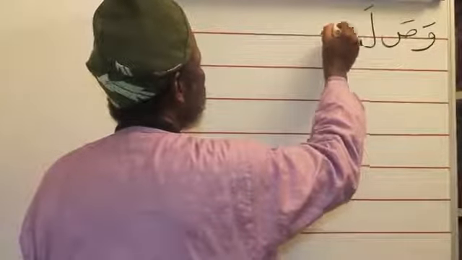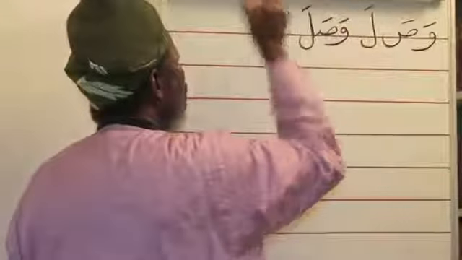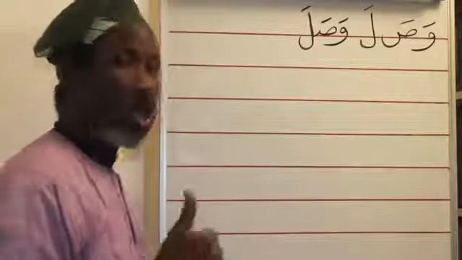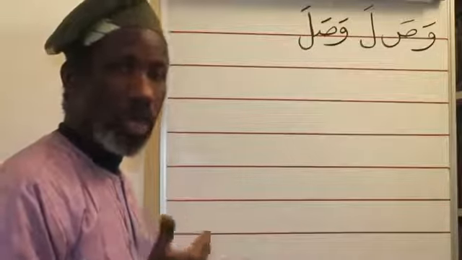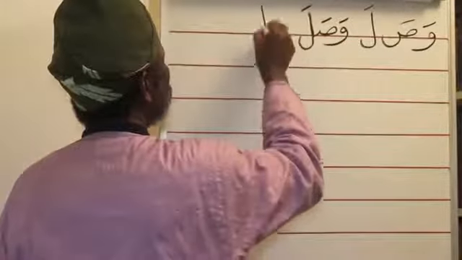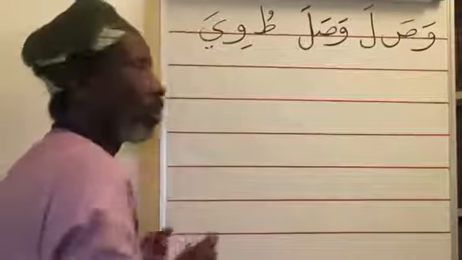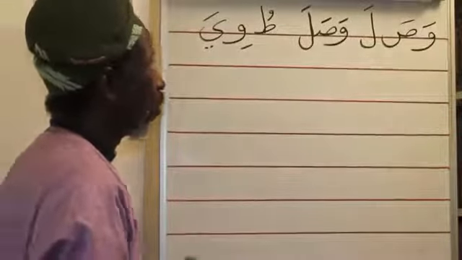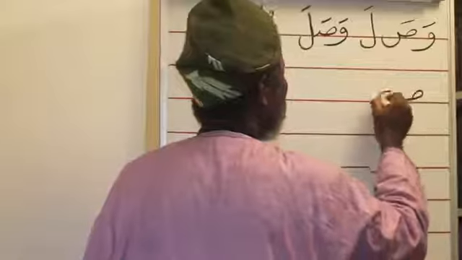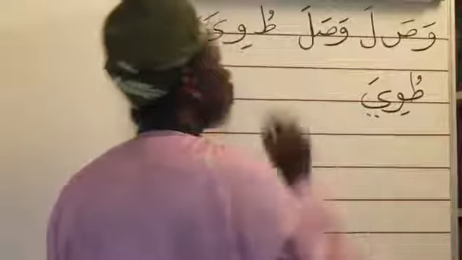Wa sa la. Wasala. Waw in the middle, such as ta and waw and ya. Tu, wi, ya. For example, so we have tu, wi, ya. Join format. Tu, wi, ya.